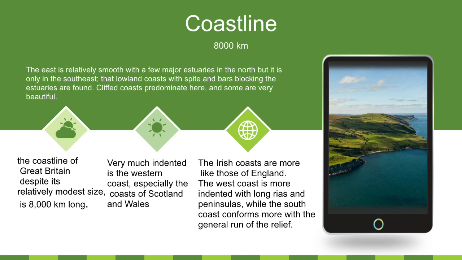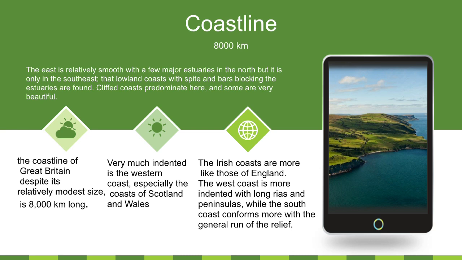The coastline of Great Britain, despite its relatively modest size, is 8,000 kilometers long. Very much indented is the western coast, especially the coast of Scotland and Wales. The east coast is less lofty and more regular than the west coast. The Irish coasts are more like those of England.